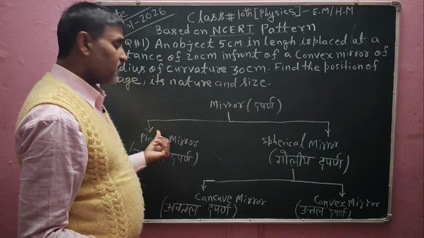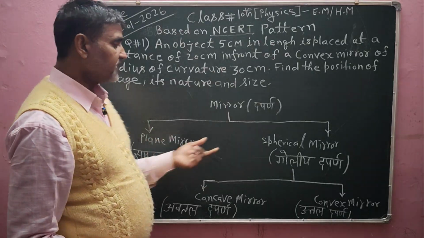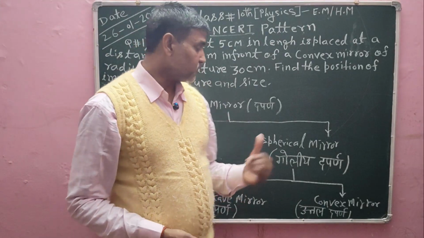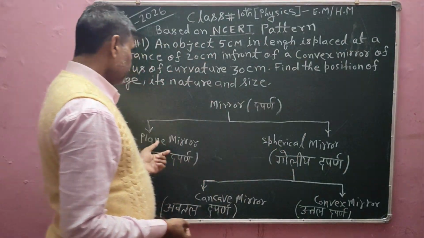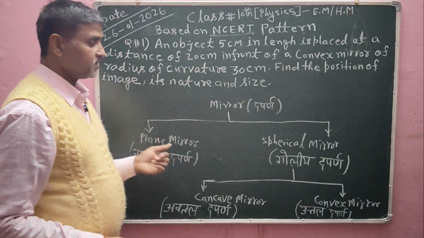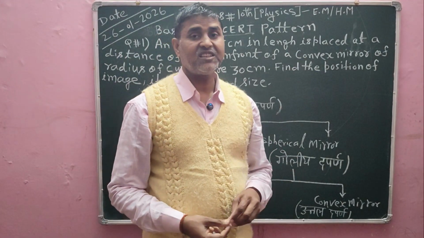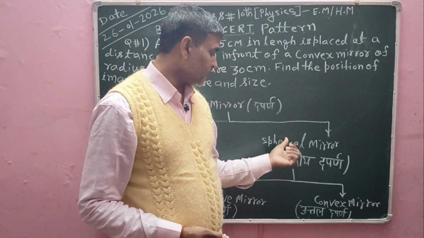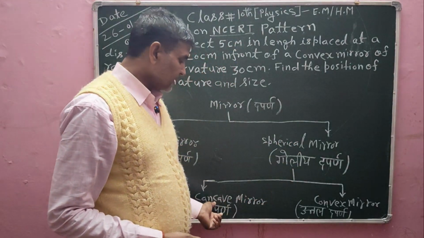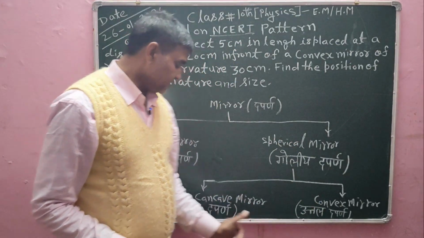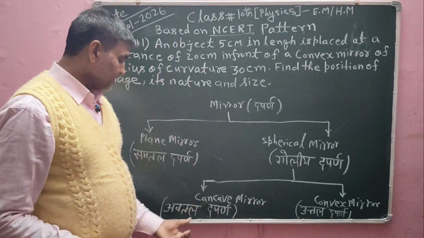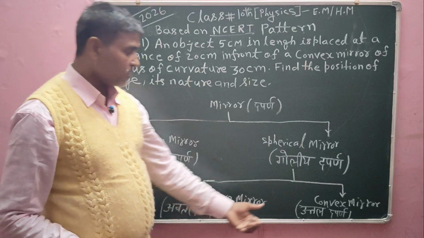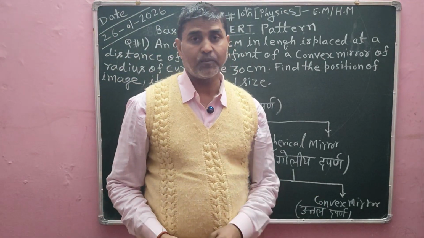That is called the plane mirror. And spherical mirror is 3 dimensional, and plane mirror exists in 2 dimensions. The spherical mirror, which exists in 3 dimensions, is divided into two parts. One is the concave mirror and the other is the convex mirror. Concave mirror is called अवतल दर्पण and convex mirror is called उत्तल दर्पण.